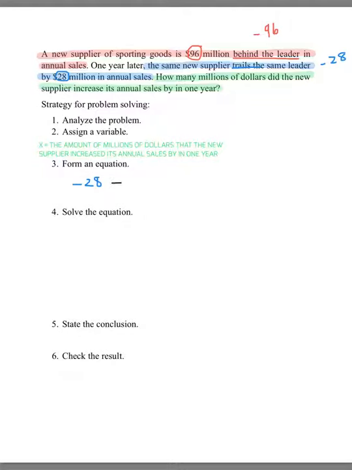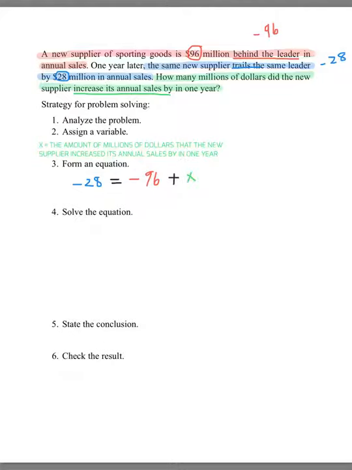So now this is the most recent event. And then this is the cause of the previous event, which was being 96 million behind. So that's a negative 96. And then we know that they increased in sales because the question says, how many millions of dollars did the new supplier increase its sales by? So since it increased, we're going to want to add to that a certain quantity. And that quantity is actually the one that we're looking for, which is represented by a variable x. So there we go. That's going to go ahead and be our equation.